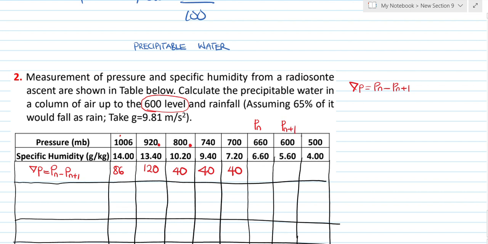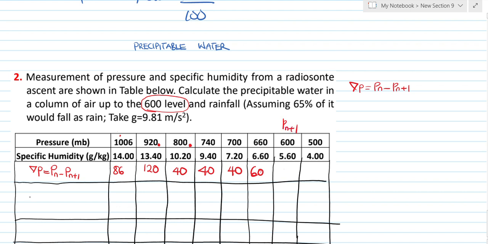Now the question said we should end at the 600 level, and I've already explained it earlier. So we will end here. This is going to be 660 minus 600, and that is 60, and that will be the end. It means that we will not come here, because then this becomes Pn and so on. So this is where we end, at Pn plus 1.